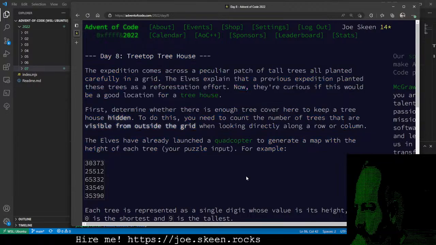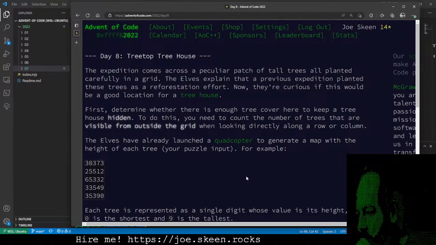Day 8, Treetop Treehouse. The expedition comes across a peculiar patch of tall trees all planted carefully in a grid. The elves explain that a previous expedition planted these trees as a reforestation effort. Now, they're curious if this would be a good location for a treehouse. First, determine whether there is enough tree cover here to keep a treehouse hidden. To do this, you need to count the number of trees that are visible from outside the grid when looking directly along a row or column.